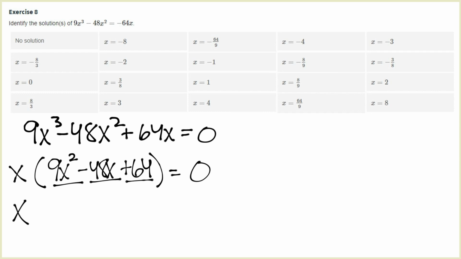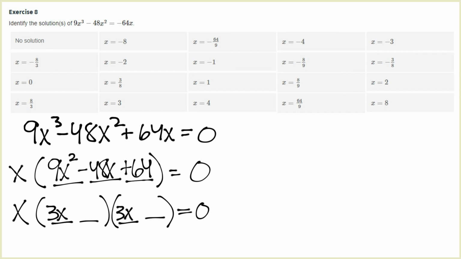So I have x, and here are my binomial factors. And to get 9x squared, I know I'm going to use 3x and 3x, because if it's a perfect square binomial, both of your binomial factors will be the same. So to get 64, I'm going to use 8 and 8. And since my b value is negative 48, both signs are going to be negative. So that might be my factored form answer. I'm going to quickly FOIL.